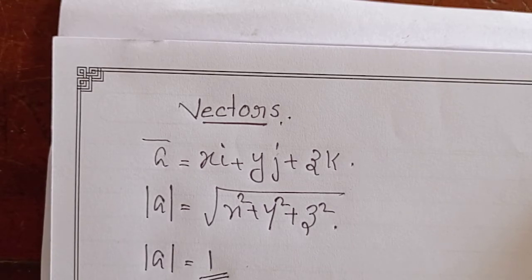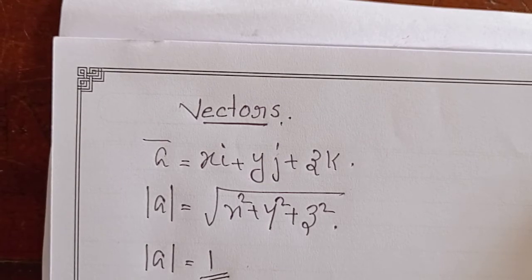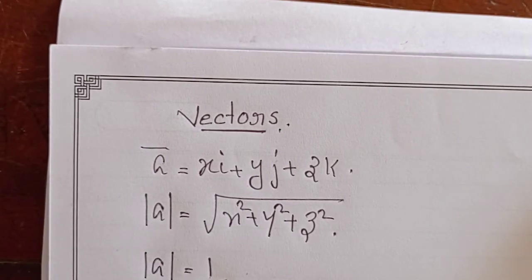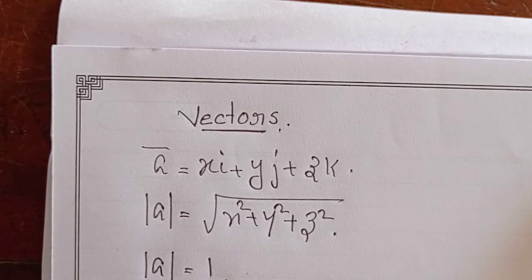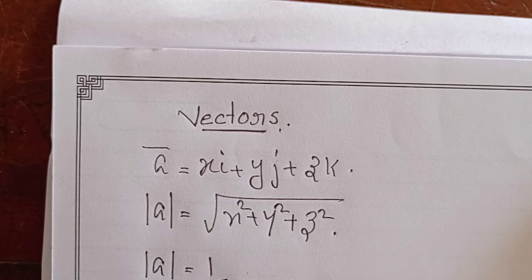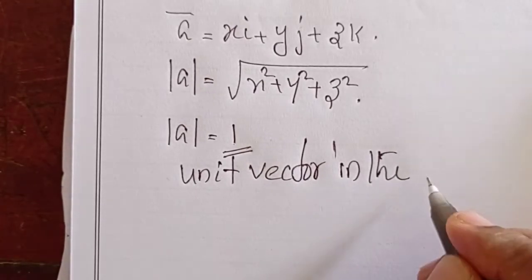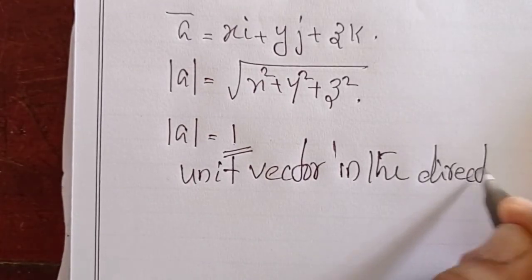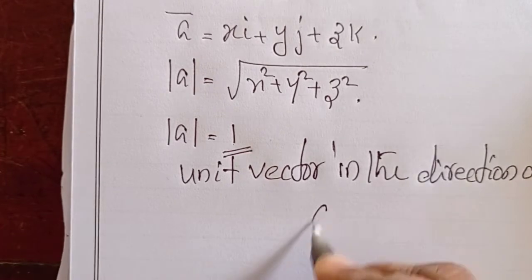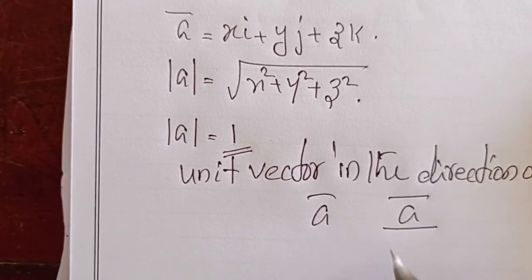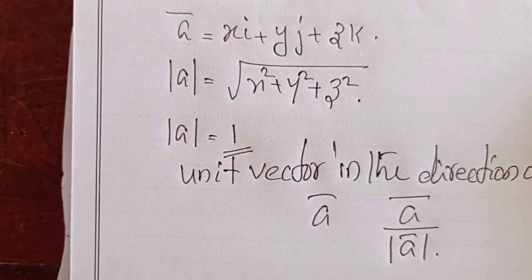Okay. Now, can you say what is a unit vector in the direction of A? Next note is the unit vector in the direction of A is vector A by modulus of vector A.